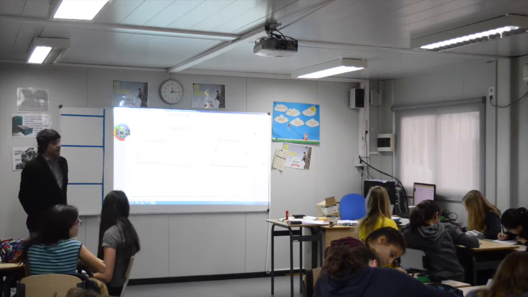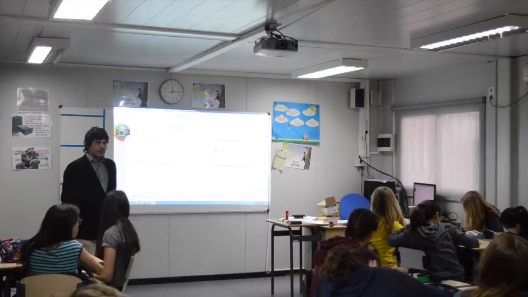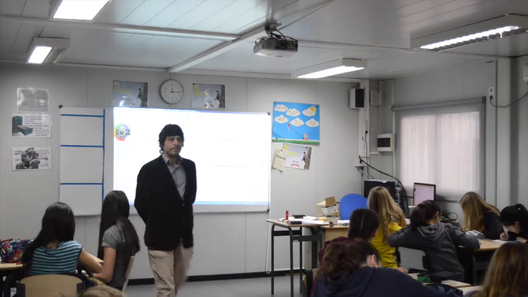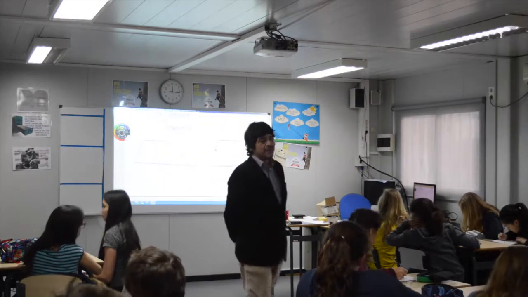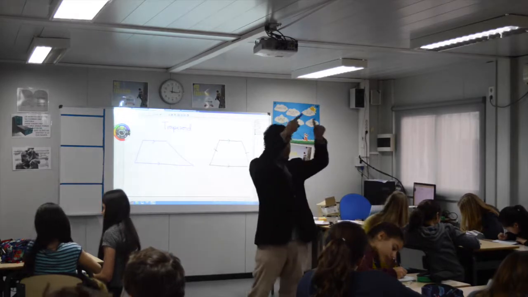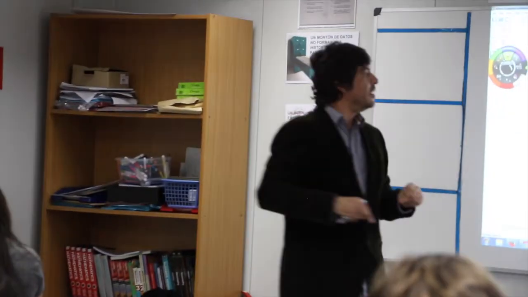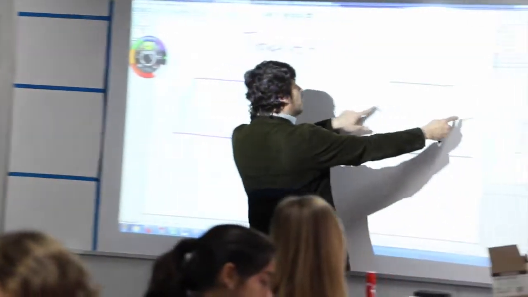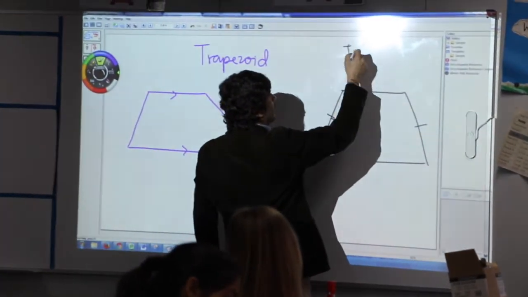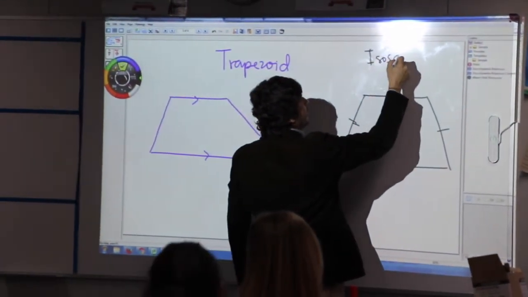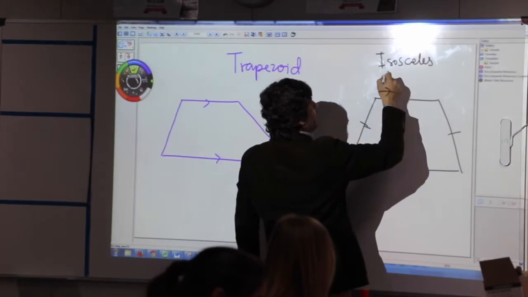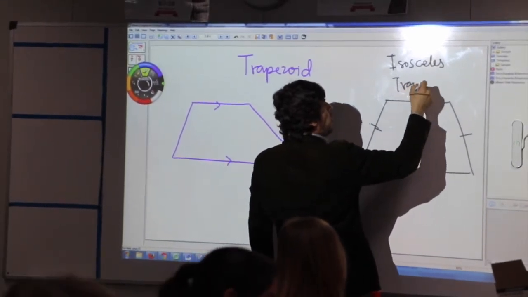What do you think is the name of that special trapezoid? Yeah, great, perfect. Just like we have triangles that have two congruent sides and they're called isosceles, this special trapezoid that has these two congruent sides is called an isosceles trapezoid.